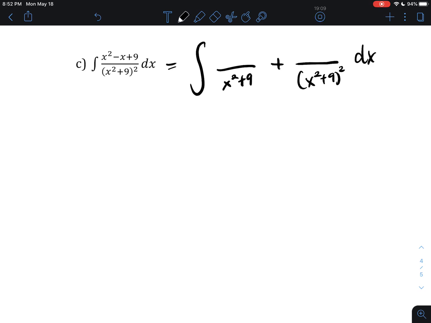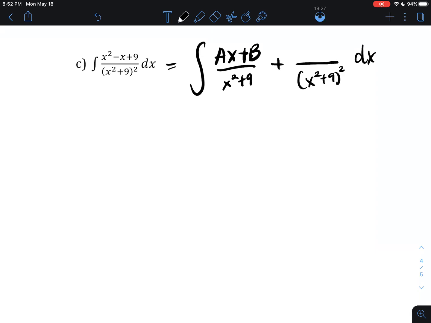Okay, so remember that I said it's always one less exponent, right? So inside we have x squared plus 9. So one less exponent would mean that I have x. So we would write ax plus b.